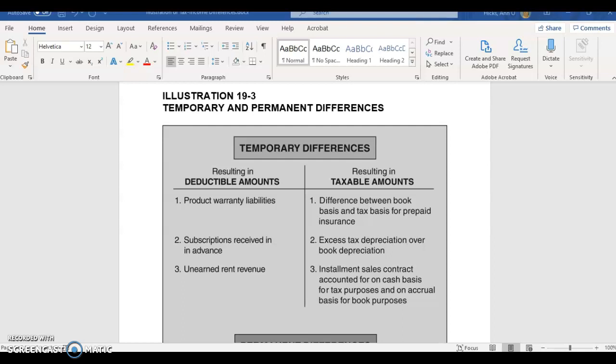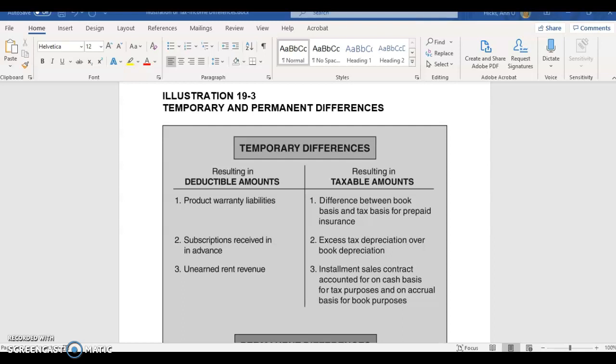A really common one is excess tax depreciation over book depreciation. Those of you who have already taken tax know that for your tax return you use MACRS depreciation, which is an accelerated form of depreciation. What that means is you will have more expense in the early years under tax than under financial reporting. When that reverses in the future, you're going to have higher taxable income and therefore higher taxes.